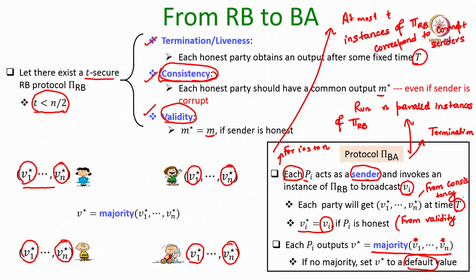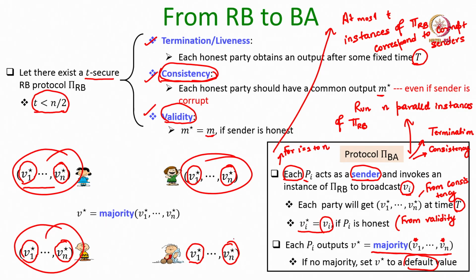So, termination is satisfied. This pi BA protocol will satisfy the consistency requirement. Why? Because the output vector of all the honest parties will be common. We have already argued that. And what is the output of the BA protocol? The majority of that common output vector. So, everyone will be applying the same majority rule to their respective output vector, which is common across all the honest parties, which ensures the consistency property of the BA.